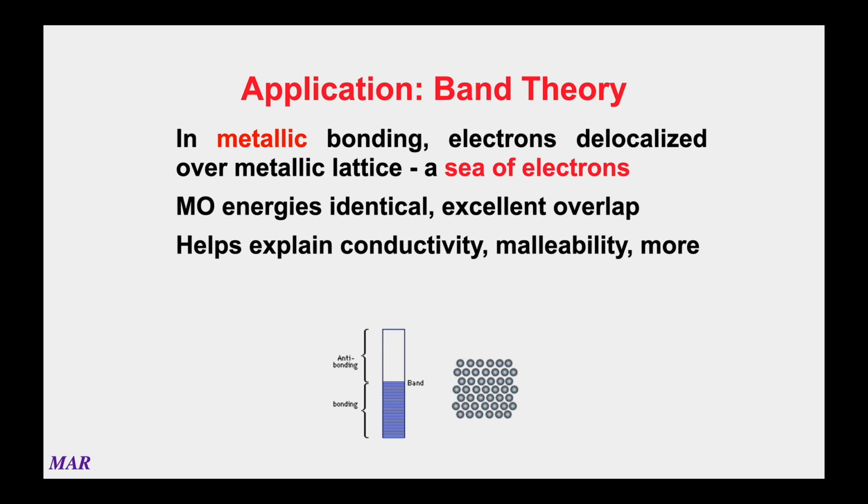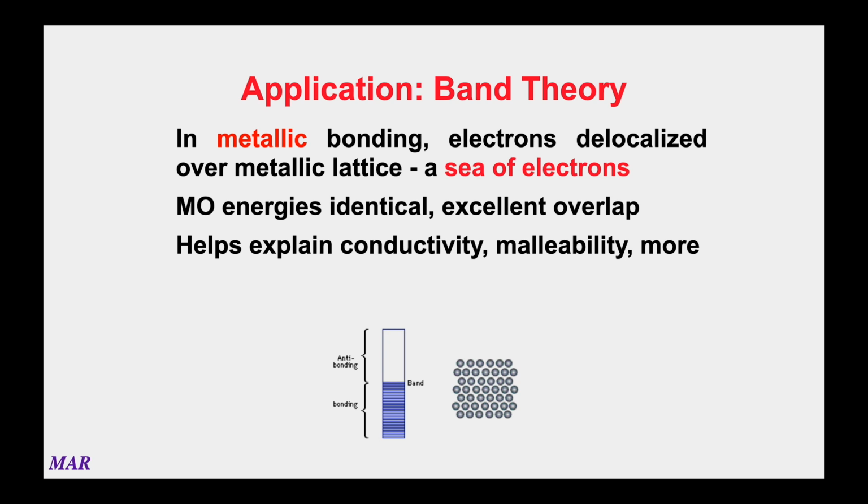And if you add 10 to the 23rd of these, they create what's called band theory, which is basically a separation between the bonding and the anti-bonding orbitals. This creates essentially what they call a sea of electrons, which flows over the metal. And this sea of electrons is why metals conduct electricity so well. An electron goes in one side and out the other because it's just a big sea of electrons. Very, very cool stuff.